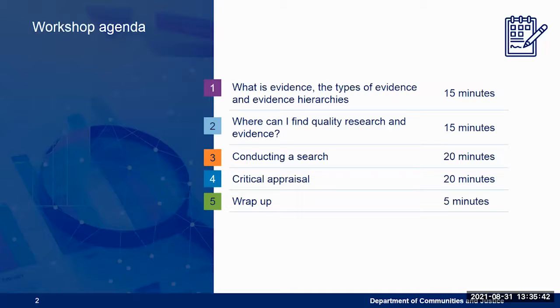Okay, so today's session is going to be divided up into four critical sections, looking at evidence and evidence hierarchies, finding quality research and evidence, conducting a search, and critical appraisal. To give you a bit of context, these guides were developed back in 2017, and they were available at that time to what was then FACS staff, now DCJ. Last year they were updated, and they're now part of our Evidence Hub pages that are publicly accessible.